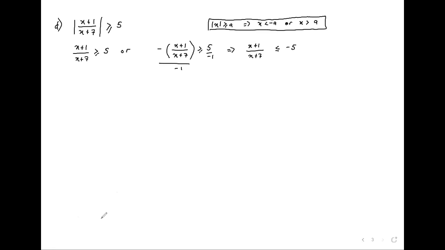That will simplify it in general. So here now we have to solve. Solving for 1, x plus 1 over x plus 7 greater or equal to 5, and 2, x plus 1 over x plus 7 less or equal to negative 5. So these will be solved, 1 and 2.